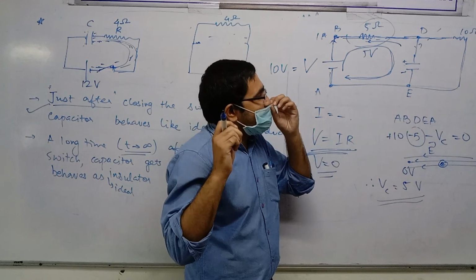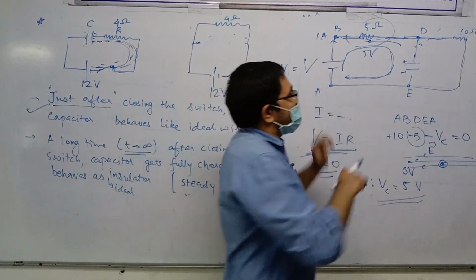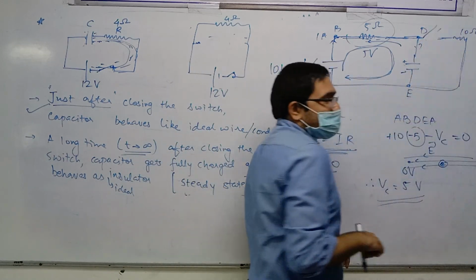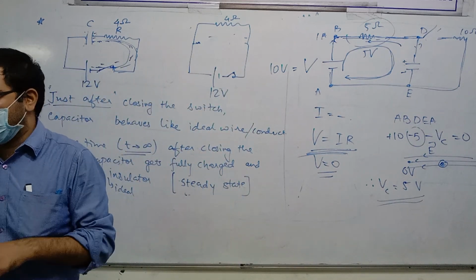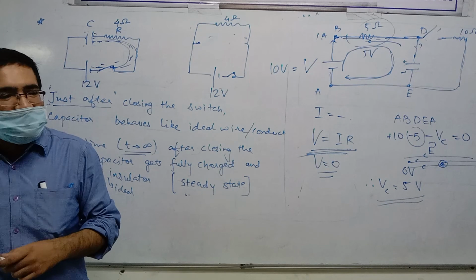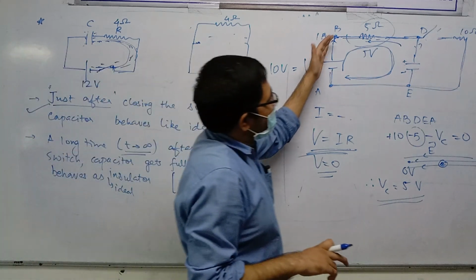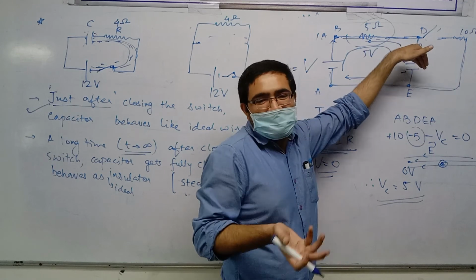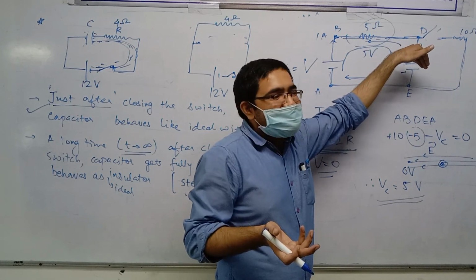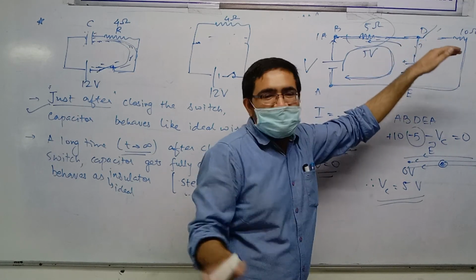So how can current become 0? Just turn this off. Did you understand? Turn off that switch, means open it. So now what happens? Current will flow like this. Then where will it go? The capacitor won't let it go down. So where will it go? It will not flow.